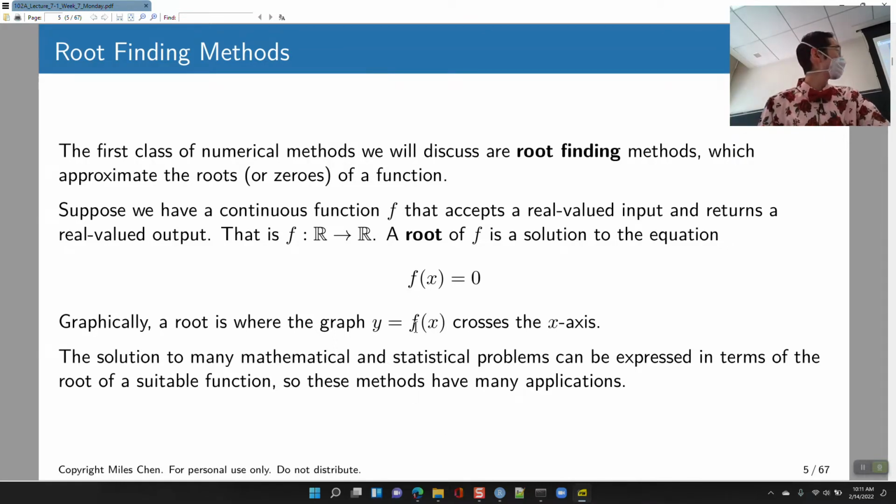Right? So you think of some function that takes real numbers as inputs and returns real numbers as outputs. And a root is basically the solution for where it's equal to 0, and graphically it's where it crosses the x-axis. Okay, and a lot of mathematical solutions can be done here.